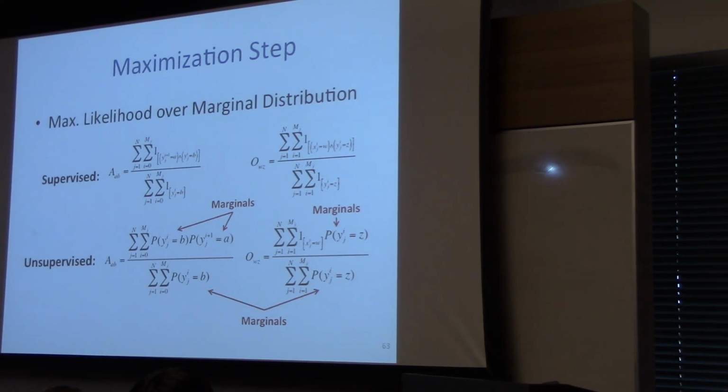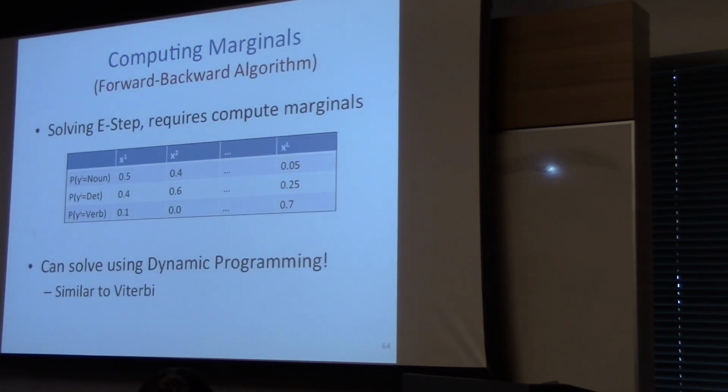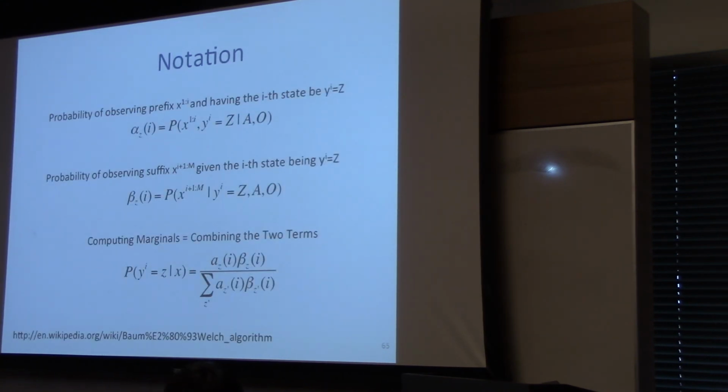Now, the last step is how to compute these. And this is called the forward backward algorithm. It's also a dynamic programming approach, similar to Viterbi, but a little bit different. It's a little bit of notation. And again, this will be covered in recitation tonight. So if you want to see this presented one more time, you can come to recitation tonight.